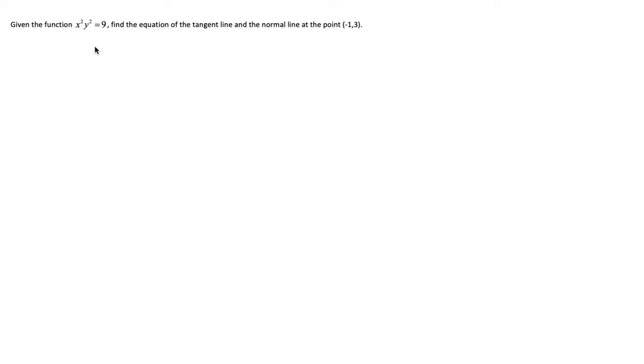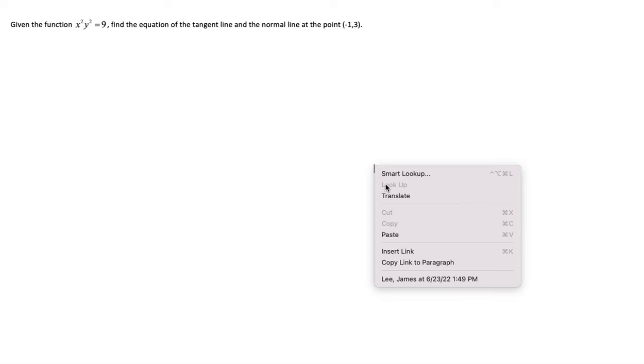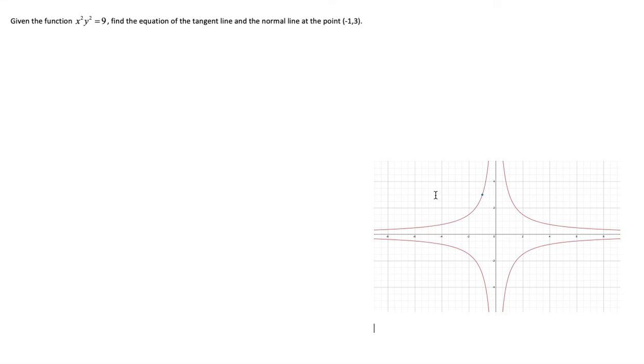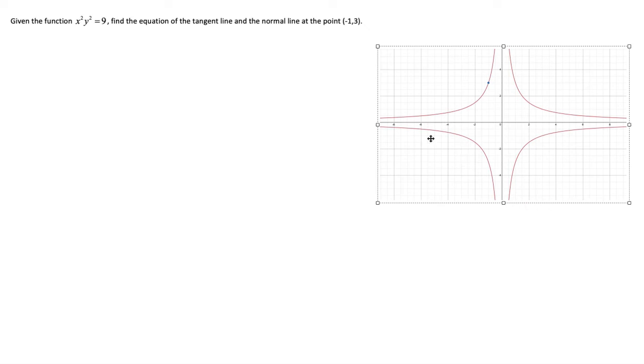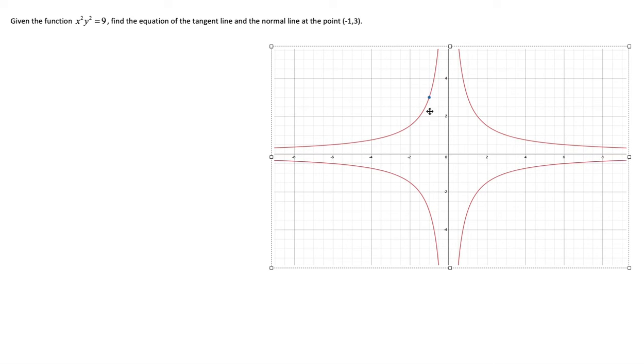Given the function x squared times y squared equals 9, we want to find the equation of the tangent line and the normal line at the point (-1, 3). All right, so I do have that image here of the graph. Let's put it over here. So this is the graph of x squared y squared is equal to 9.